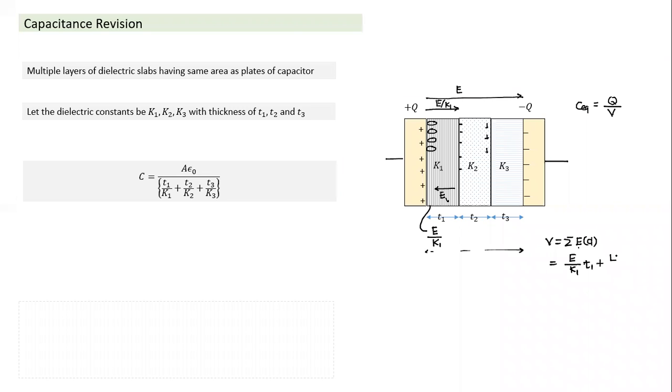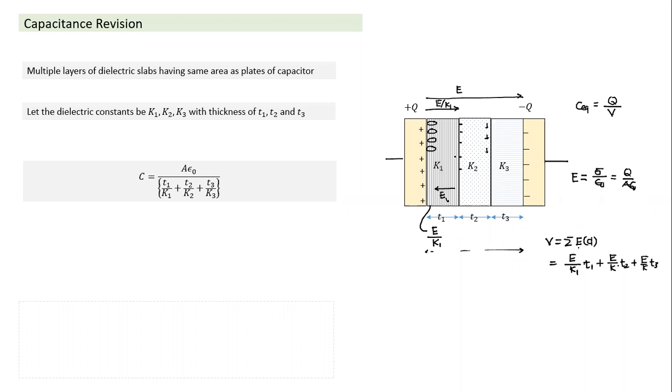E divided by K2, that's the field here, into T2, plus E divided by K3 into T3. That's the value of potential difference. And we substitute what is E here. E is the field if this space was occupied by vacuum, and the field would have been sigma by epsilon naught. What is sigma? Sigma is Q by A. So if I substitute this value in this equation, I arrive at this expression.